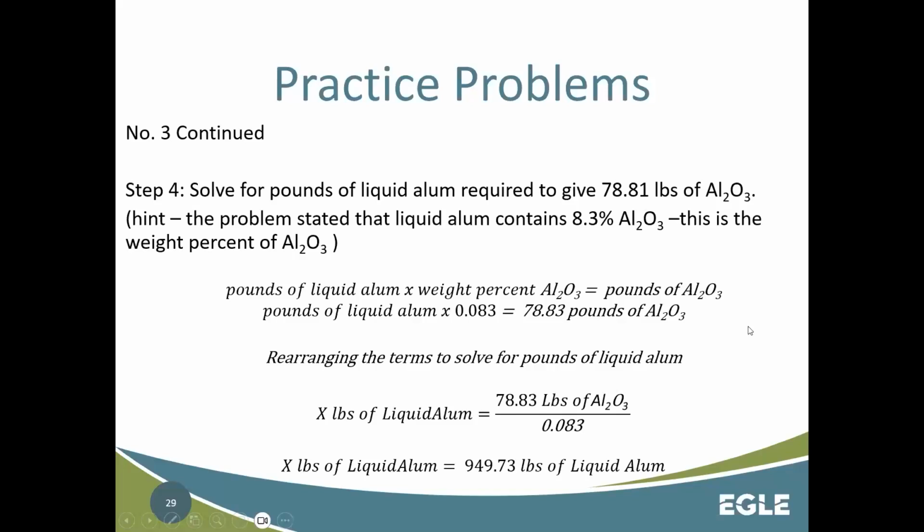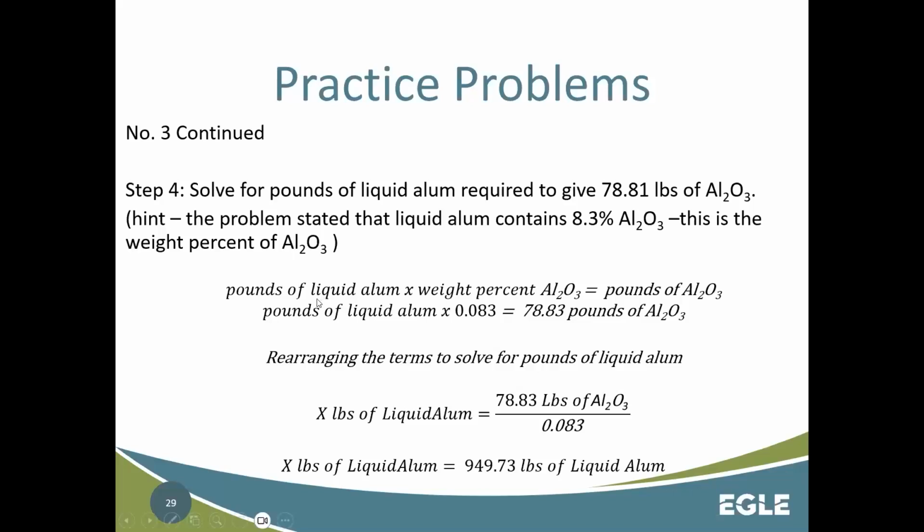Okay, step 4, solve for the pounds of liquid alum required to give 78.81 pounds of aluminum oxide. And the hint here is the problem stated that liquid alum contains 8.3% aluminum oxide. This is the weight percentage of aluminum oxide. Very good. Well, it's been a while since we looked at the problem statement, so I guess that is a pretty helpful hint.